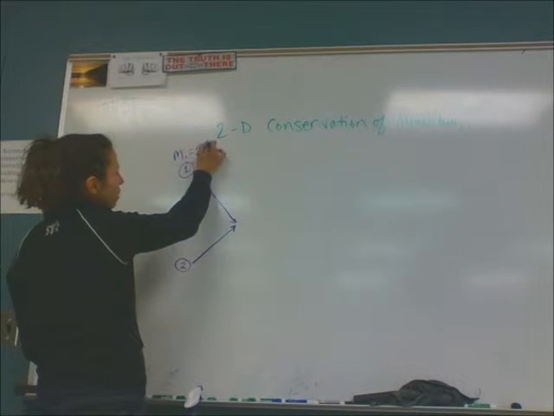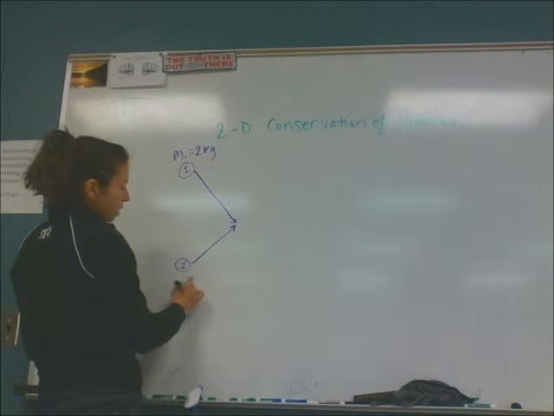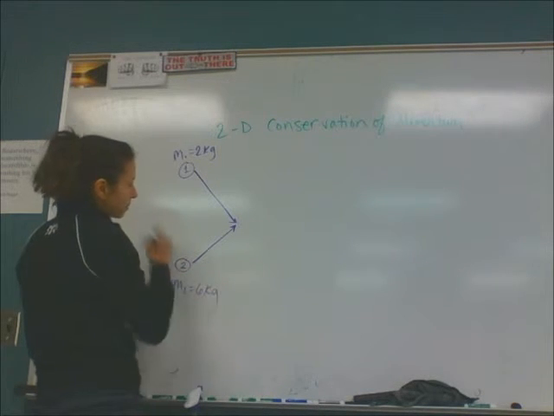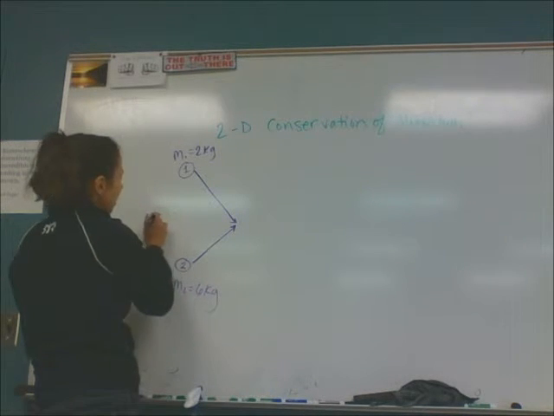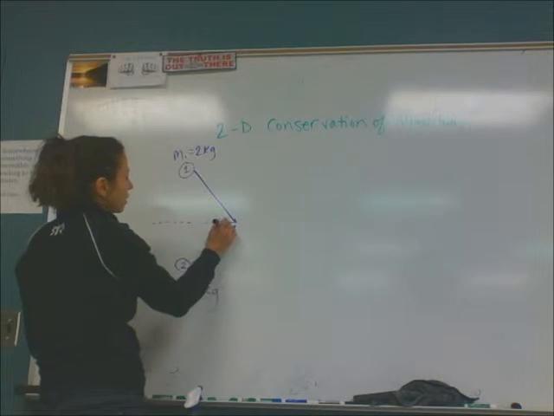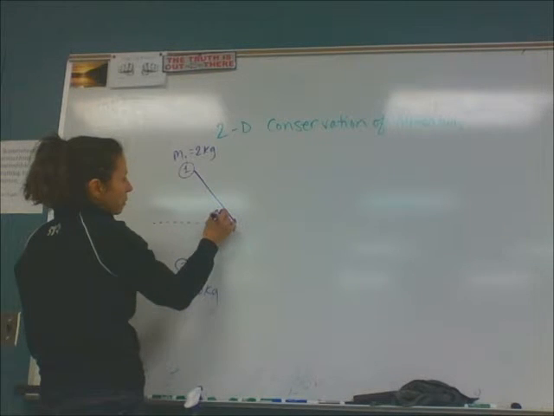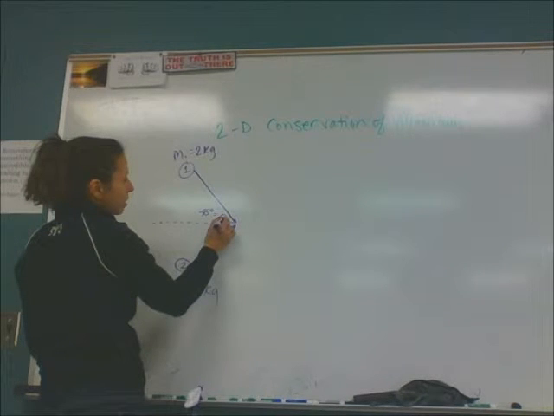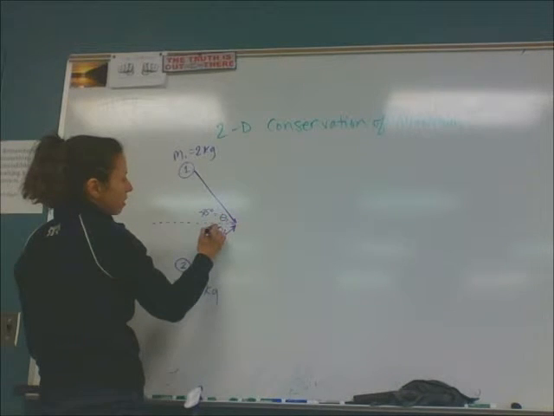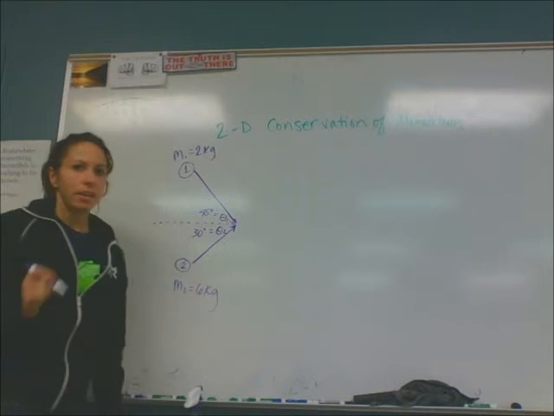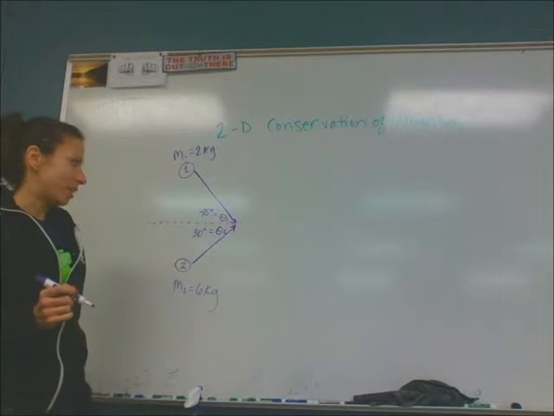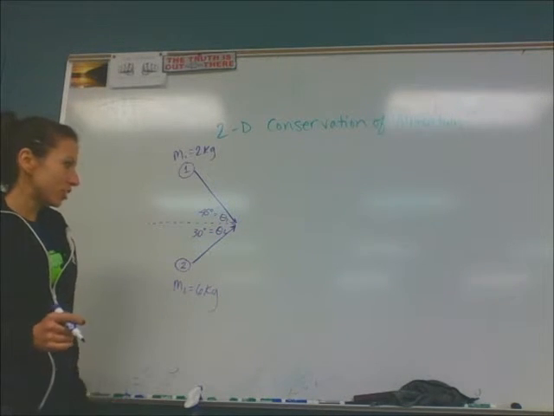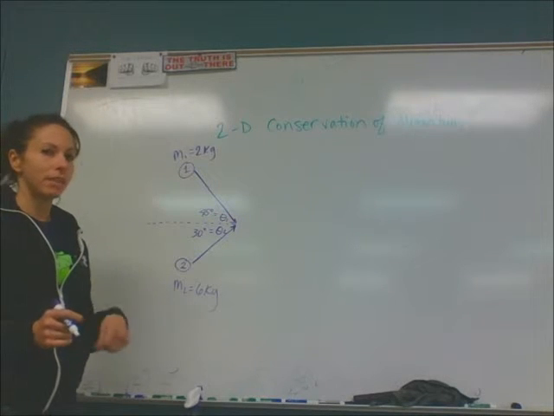And they're coming at each other. This one has an angle of 45 degrees, and this one has an angle of 30 degrees. They're coming at each other from different directions with different velocities, different angles, different momentum, everything. And then they bounce off each other. So it's inelastic, but it's not perfectly inelastic.